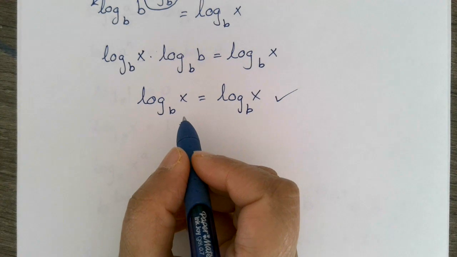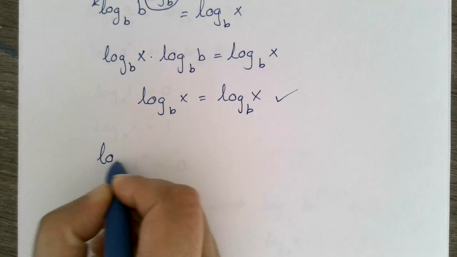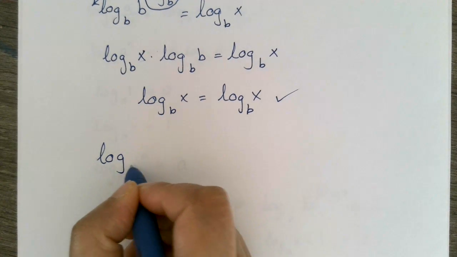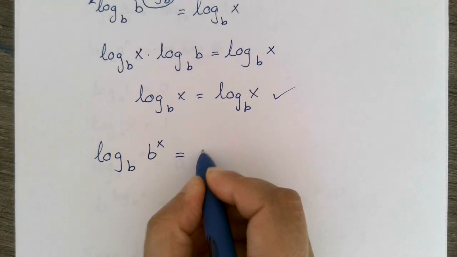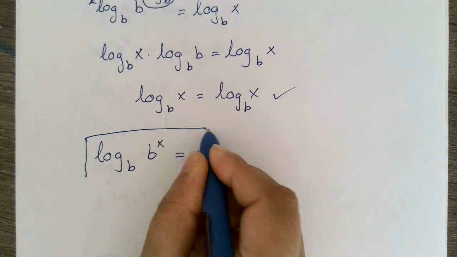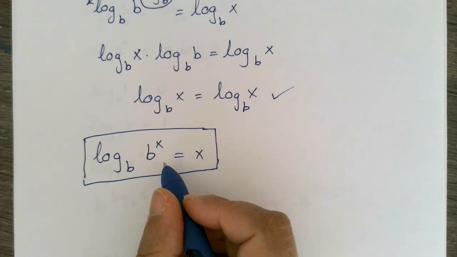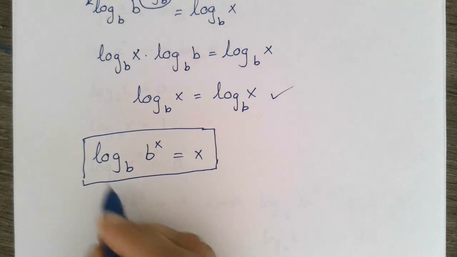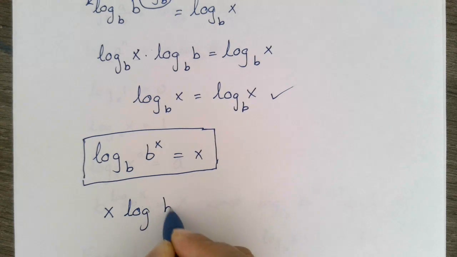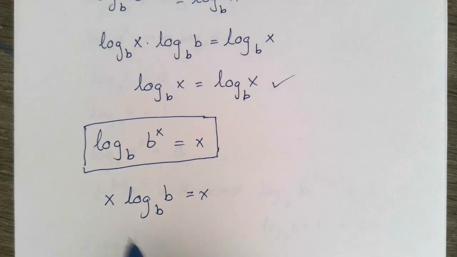Oh, we have one more property actually. Log base b of b to the power of x equals x. This property is nothing but your power rule. You know that x comes before the log. You get x times log base b of b, and we know that log base b of b is 1. x times 1 equals x.